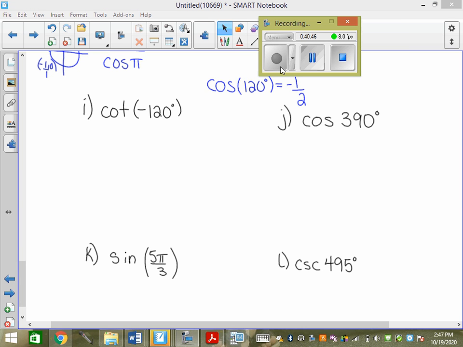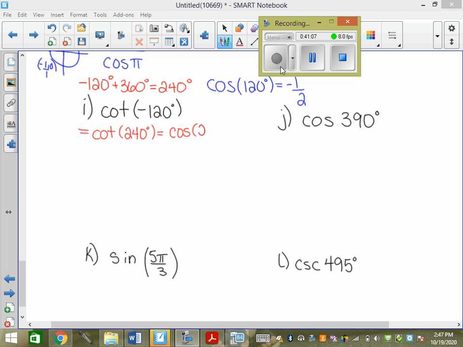So negative 120 is outside. So I'm going to go negative 120 degrees plus 360 degrees. And I'm going to get 240 degrees. So cotan of negative 120 is the same as cotan of 240 degrees. Cotan, I can't pull off my unit circle, but I can pull off cos of 240 degrees divided by sine of 240 degrees.